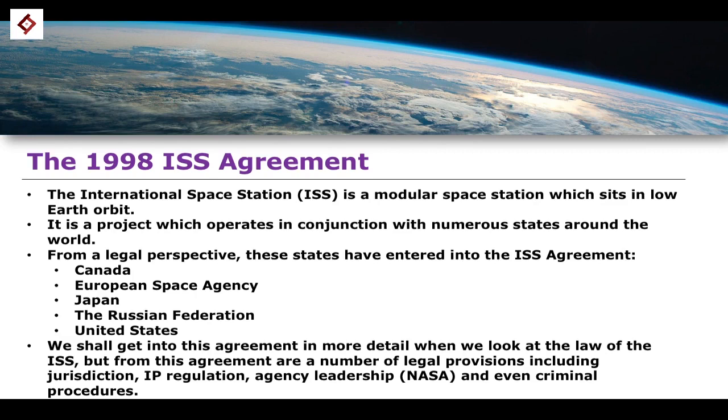So, for example, it includes provisions related to the jurisdiction of the agreement on the ISS, regulation of intellectual property rights, and agency leadership. One of the main elements of the ISS agreement is that NASA is the lead agency in coordinating the agreement itself, as well as criminal procedures for those who potentially commit crimes on the ISS. And so there are procedures for criminal prosecution within the ISS agreement.